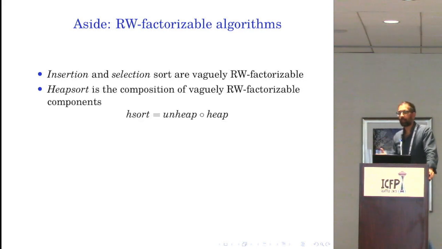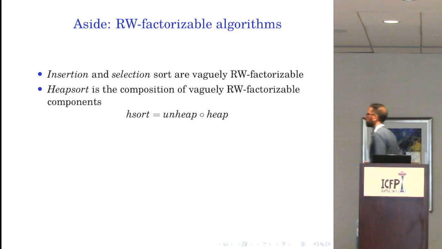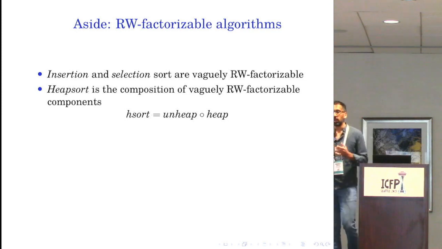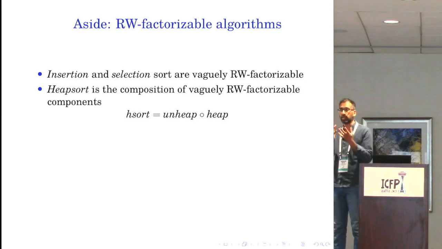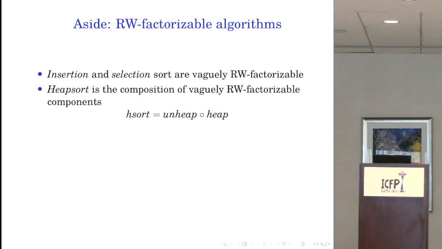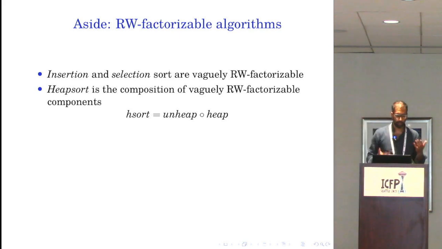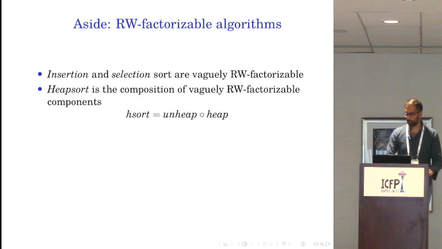Now let's think about heap sort. Heap sort is not RW factorizable because we have this datum, the heap, which we're both constructing and destructing. However, we can express it as a composition of two RW factorizable procedures. Again, vaguely RW factorizable procedures, right? In one, we have a list and we destruct it while we construct a heap. And then in the next part, we do the opposite. We have a heap, we destruct it, and we construct a sorted list. So, okay, it can be expressed as a composition of two things.